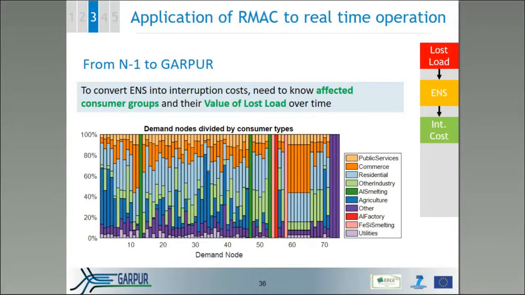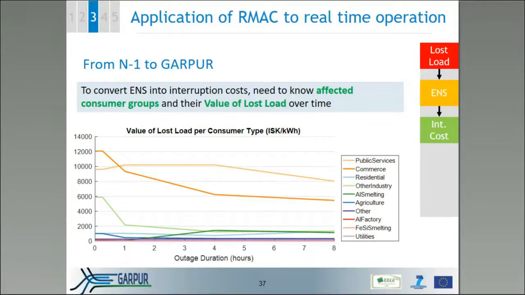In order to convert this into interruption costs, we need some understanding of which consumers were affected by any service outages. So we have information of the demographics at each node on the Icelandic system: a breakdown of, for any load on that node, which types of consumers are using it, so commercial users, industrial users, or residential users. For each of these user types, we have a value of loss load curve. This tells us, for some outage duration, how much this outage will affect the different types of consumers.